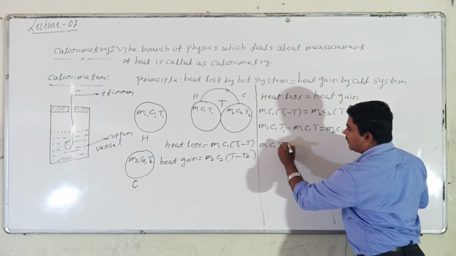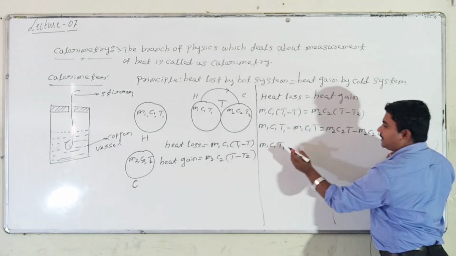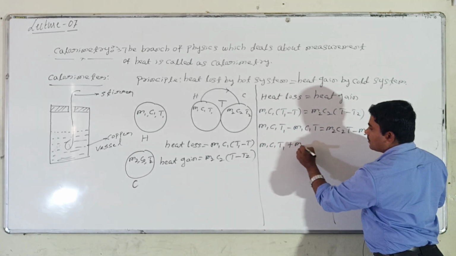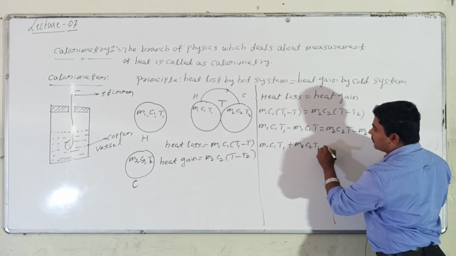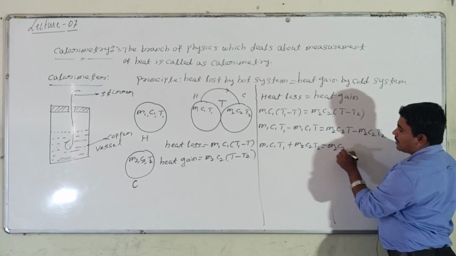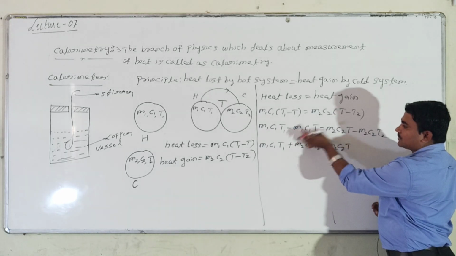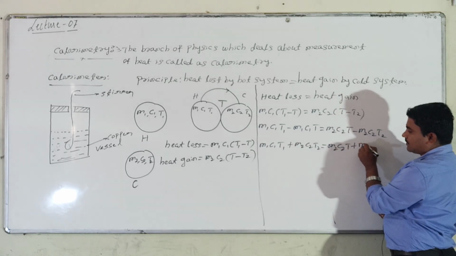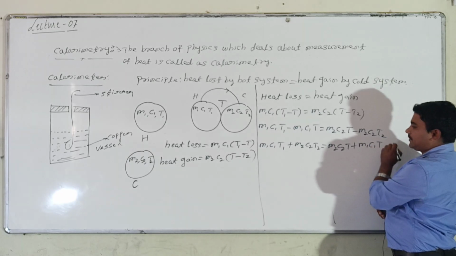M1 C1 T1, keep it the same. This term is inside. What will we get? M2 C2 T2 equal to, this term keep it the same, M2 C2 into T minus, this term on the side becomes plus M1 C1 T.